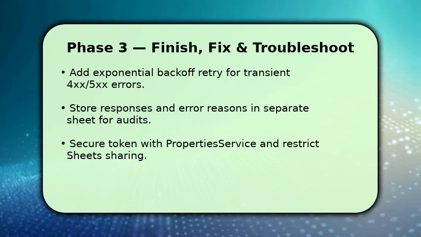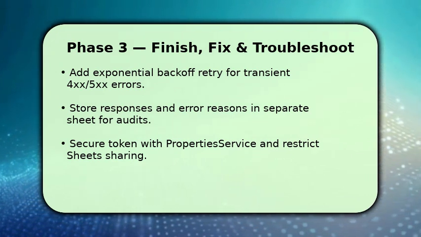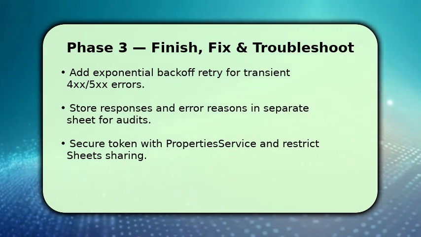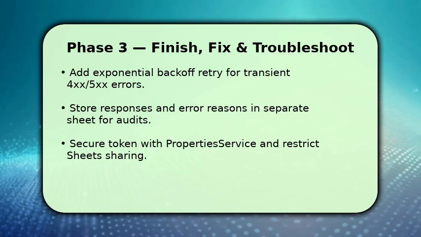If you receive persistent 4xx errors, parse the error body to adjust the payload or phone format. Make sure to record responses and write clear statuses so you can fix failed rows manually.